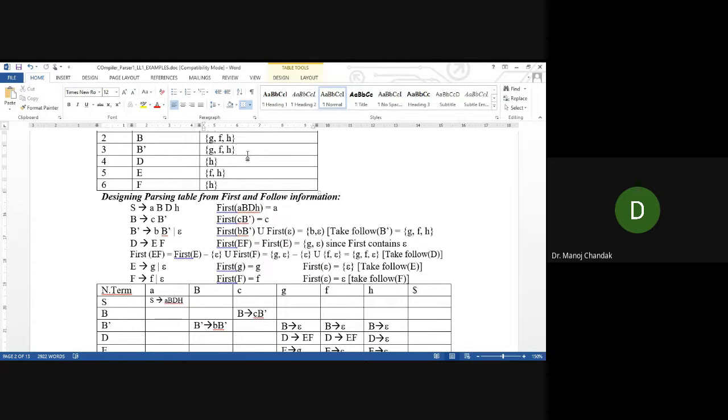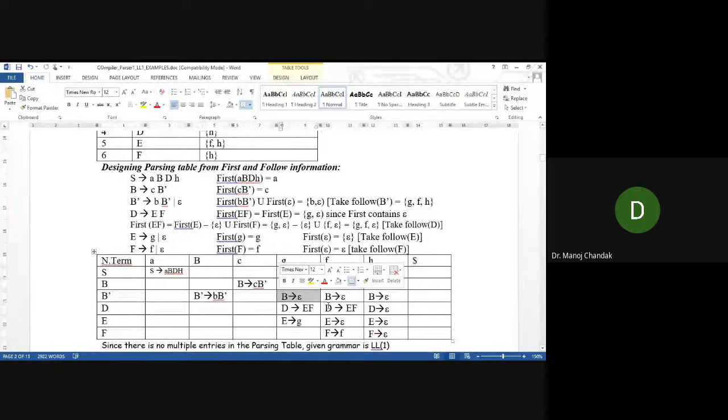So we have calculated first and follow. We will use every rule, and we will take the follow only when we see the epsilon. Okay. So the epsilon rule will be added for all the symbols in the follow. So look at this here. Follow of B dash is GFH. Okay. And for GFH, you will add this B derives to epsilon. Okay. So sorry, this will be B dash derives to epsilon, not B. Okay. B dash.